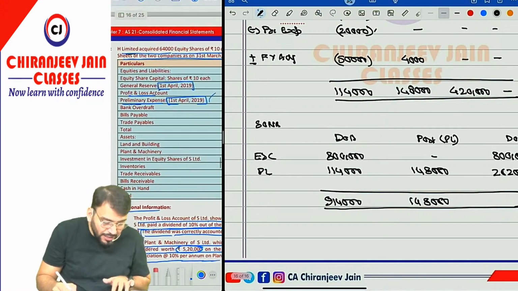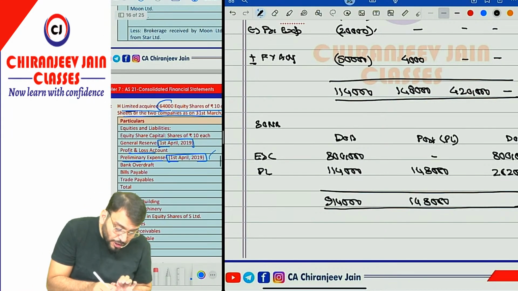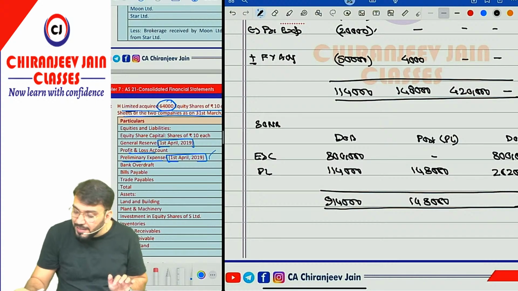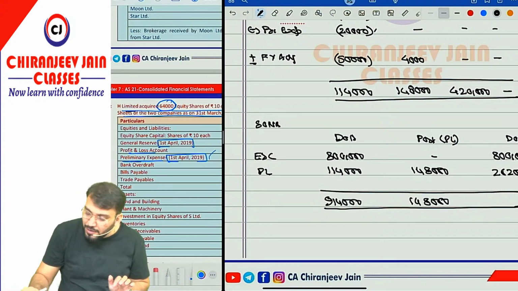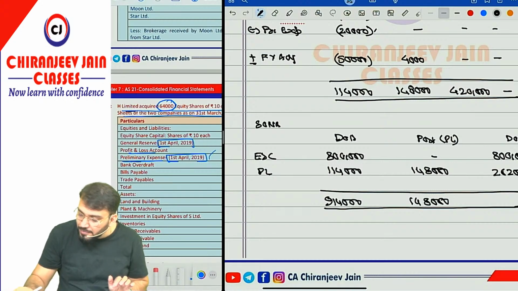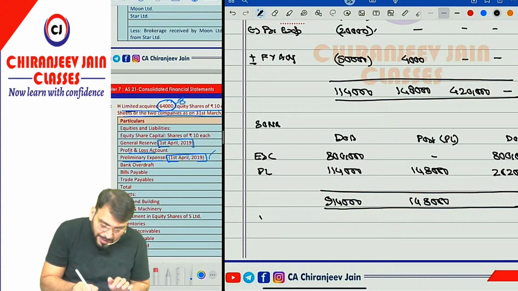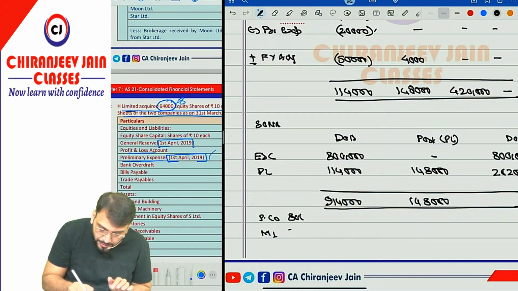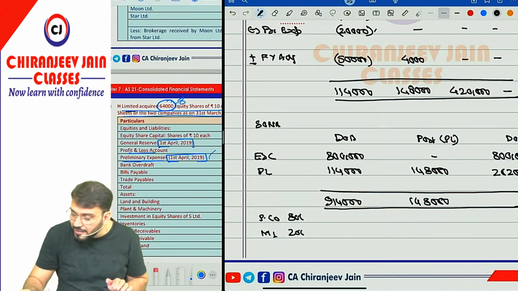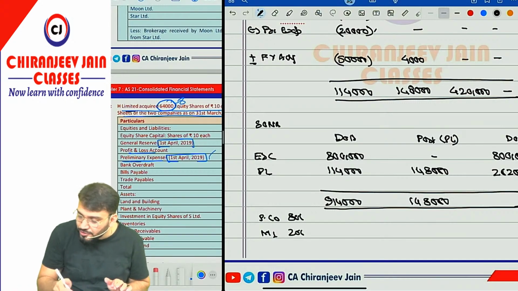How much have they acquired? 64,000. In this they have not given the percentage, so 64,000 divided by 80,000, because the number of shares is 80. So 64 divided by 80 is equal to 80%. So this is 80%. The parent company share is 80%, MI is 20%. So 9,14,000 into 80% how much?